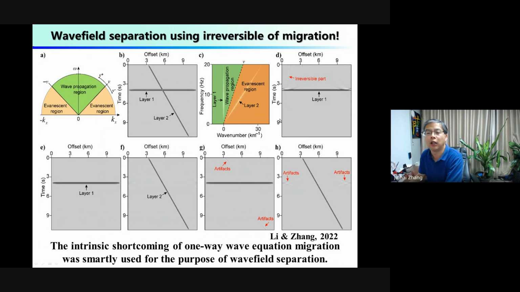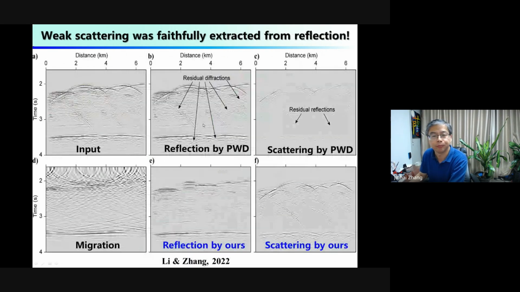So I strongly recommend this method for anyone who would like to develop a new method. Here is the result. Here is the input. Here is the reflection extracted by PWD, a kind of traditional method. Here is the scattering they extracted. We can see these two are very close to each other.